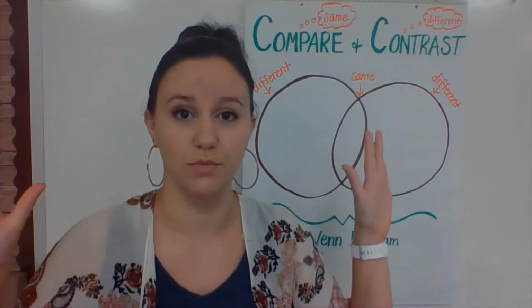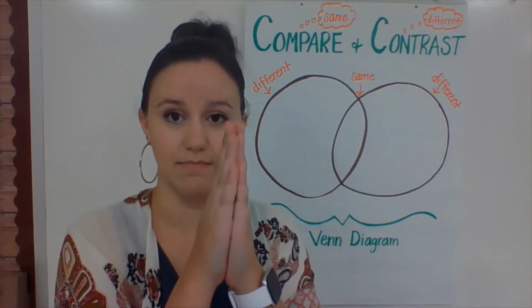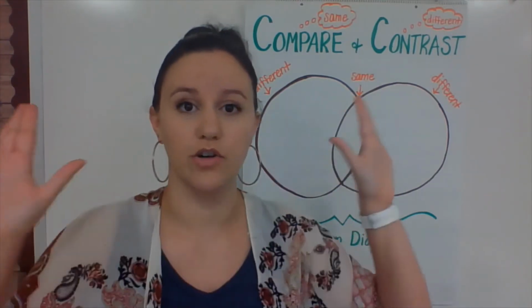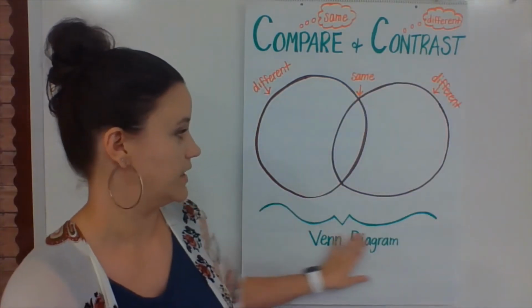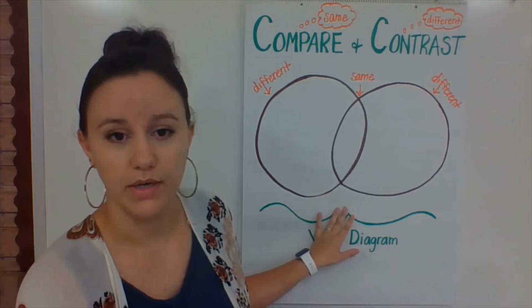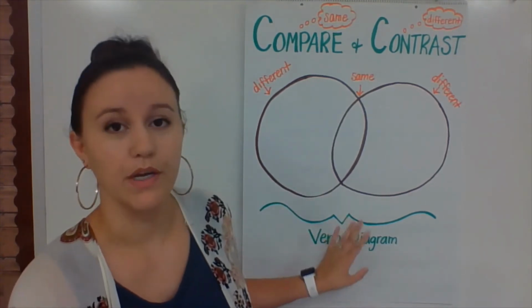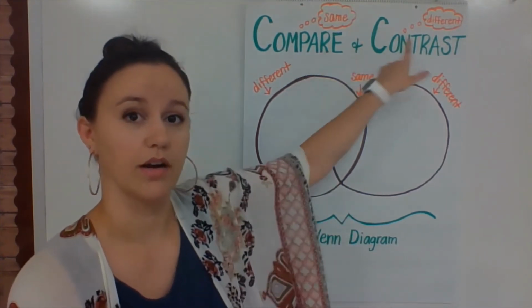Do those symbols if it helps you remember. Compare, how are they the same? Because they're together, they're the same. Contrast, how are they different? They're on opposite sides, different. And so we use these two overlapping circles called a Venn diagram. We can use that to compare and contrast.